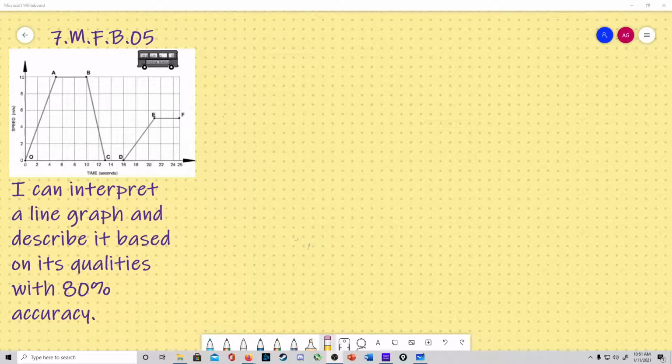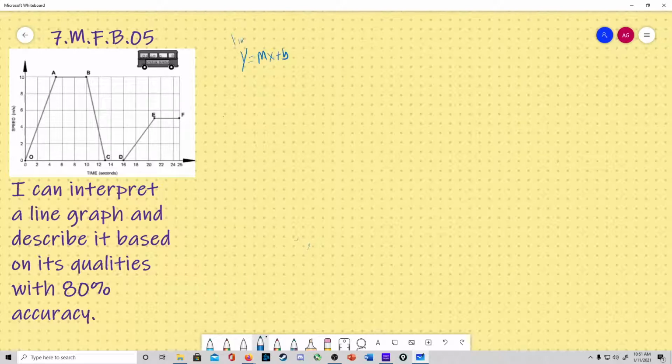So our objective for this lesson is I can interpret a line graph and describe it based on its qualities with 80% accuracy. So again, we want to talk about qualities and what they mean. So we're just going to review really fast, and we're going to talk about what we went over pretty much all of last quarter. So let's talk about y equals mx plus b.